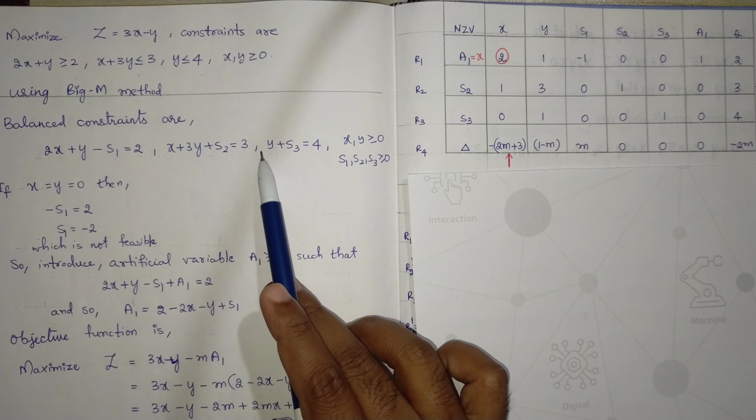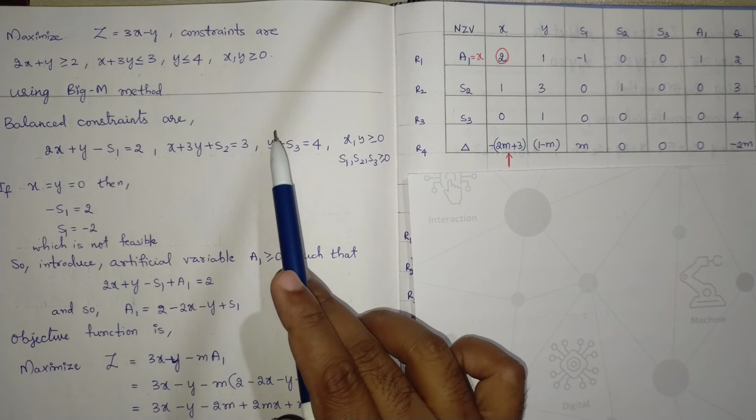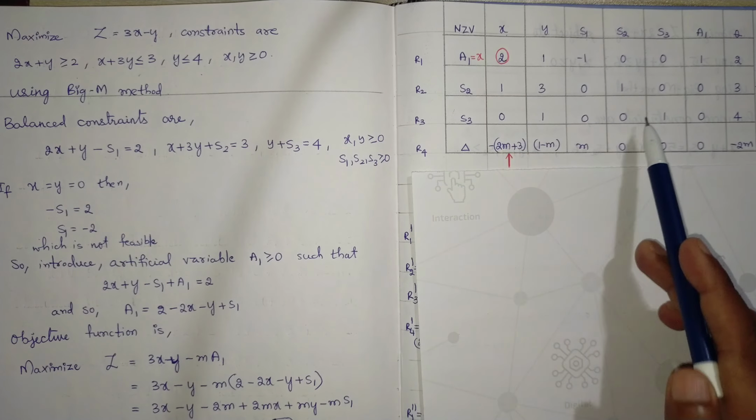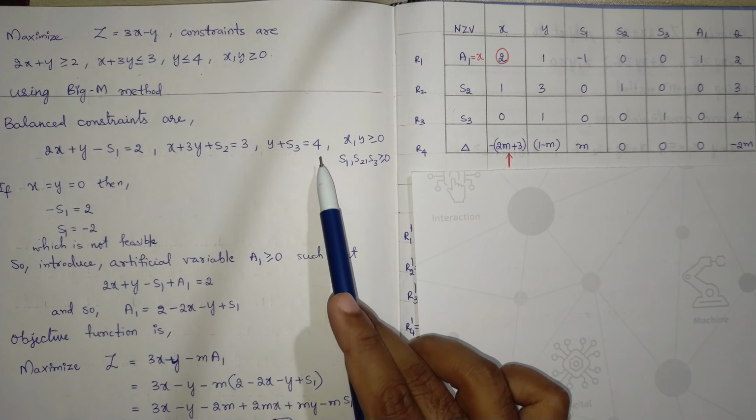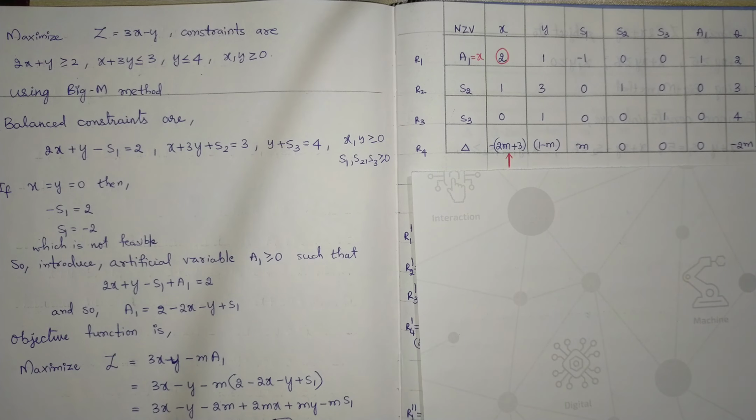And look at the third constraint. The coefficient of x, the coefficient of s1, the coefficient of s2 are 0, right? And the coefficient of y is 1, and the coefficient of a1 is also 0, and the right hand side is 4. And to write this, you need to observe the objective function now.